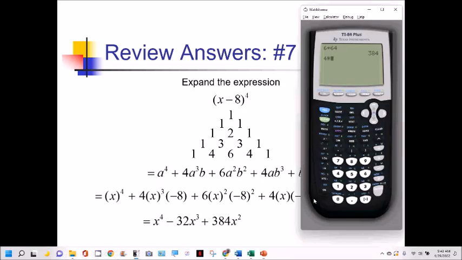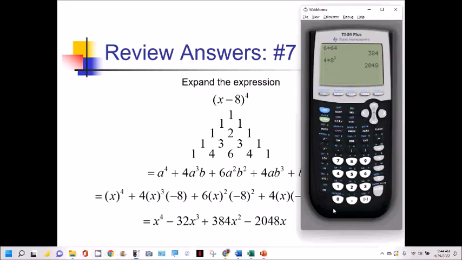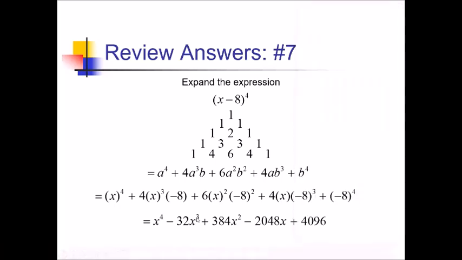4 times 8 exponent 3. That's 2048, so minus 2048. Don't forget the x there. And then finally, I'm going to go to the calculator one last time to get 8 to the fourth, and this is going to come out positive. Negative to an even power is positive, but we need 8 to the fourth. So 8 exponent 4, this is what calculators are for, good old number crunching. 4096. So this is our simplified expanded polynomial.